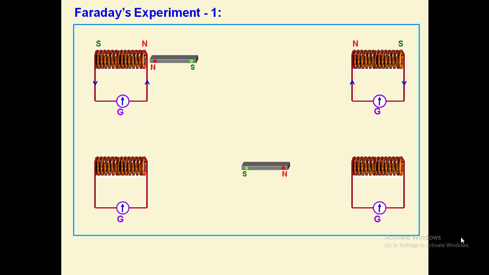Now if I change the poles, that means instead of the north pole, I move the south pole towards the left hand side coil. Again you can see that the front face will develop a south pole, whereas as the north pole is moving away from the right side coil, the front face of the right side coil will have a south pole.